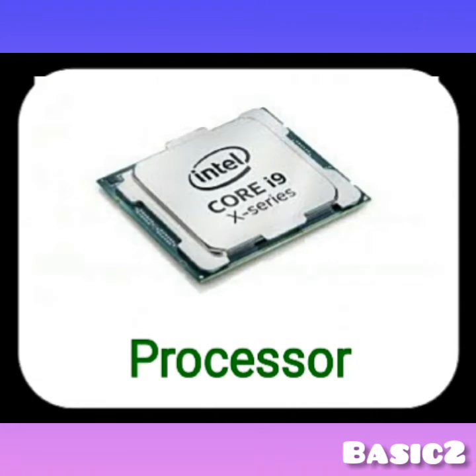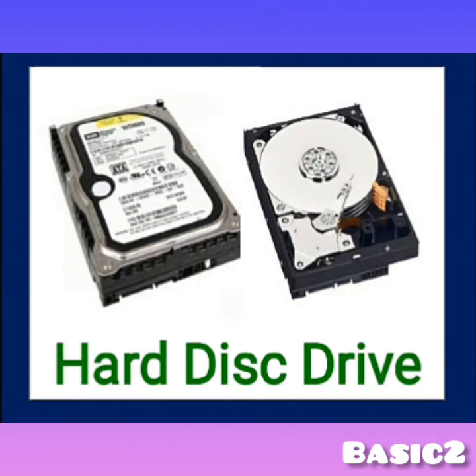It takes us to the processor. A work of a processor is it helps to process the user's command. Processor helps to process the user's command. We have the hard disk drive. Hard disk drive is permanent storage. It is a place that when once we store information, it cannot be deleted.